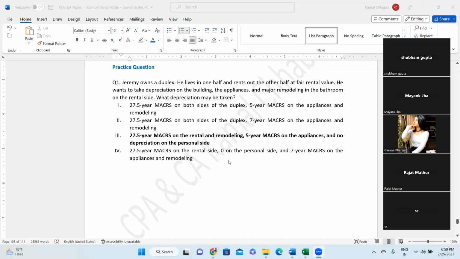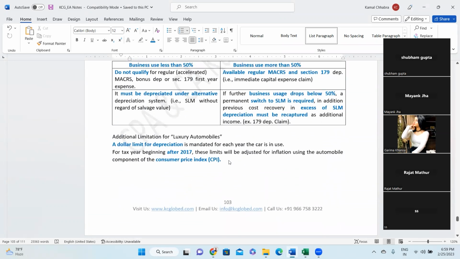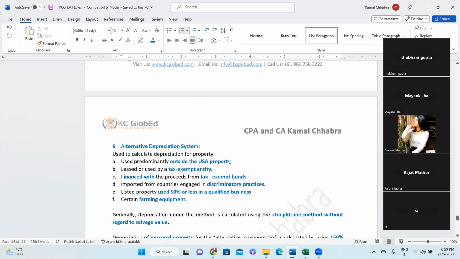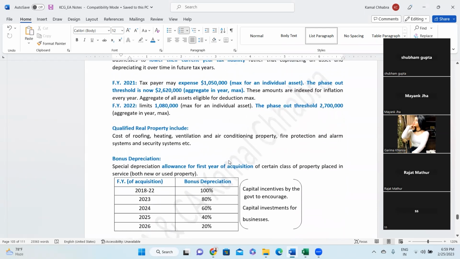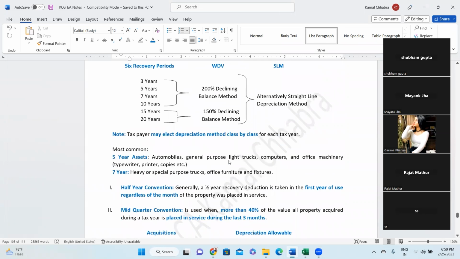How much depreciation should we be charging for the remodeling? That is 5 years, right? If you see the 5-year and 7-year categories which we have discussed. One second, I'll show you. If you see this, these are all assets which are generally 5-year, and this includes things like office equipment and office machinery. So it will come under this category.